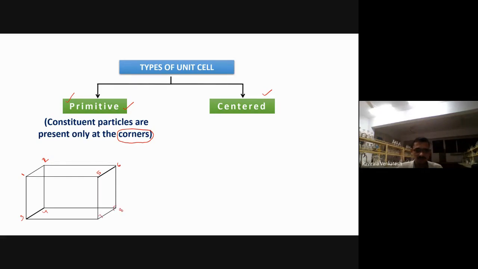Now the constituent particles are present at corners only. The particles, that means constituent particles, may be molecules, ions or atoms. If they are present at the corners of the unit cell, then such types of unit cells are called primitive unit cells. Understood, all of you? If anyone has any doubts about what a primitive cell means, any doubt?